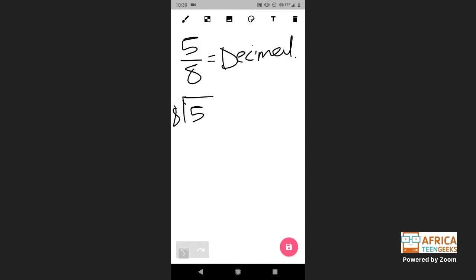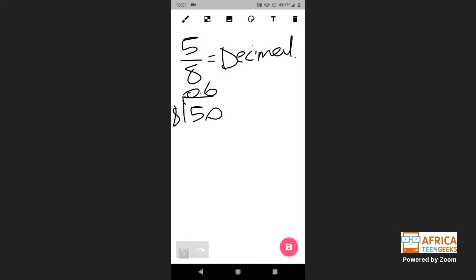5 divided by 8. How much is 5 divided by 8? Yes, it's 0, right? So we'll write our 0 right here and our 0 right here. And this will definitely look like a 50. So we'll say 50 divided by 8. 50 divided by 8 equals what? It equals 6, right? So we'll have our 6 just right here.